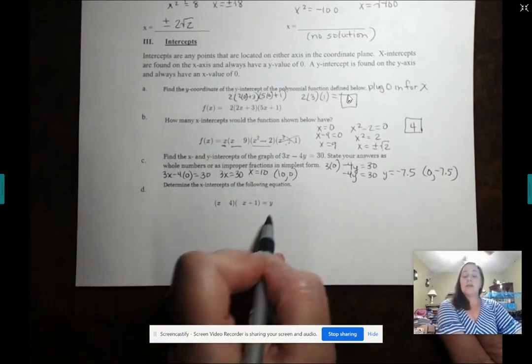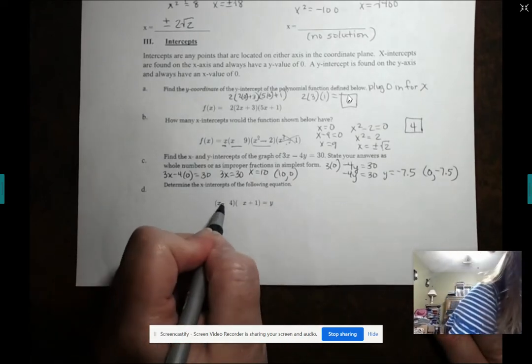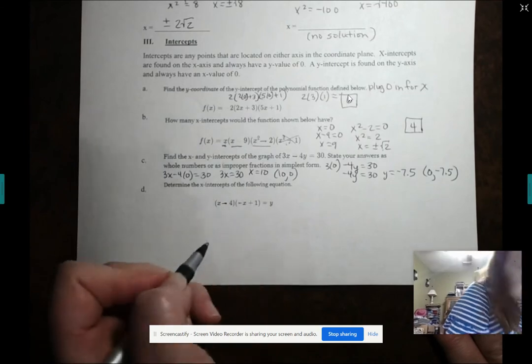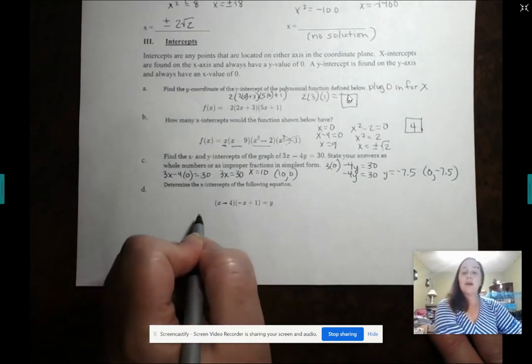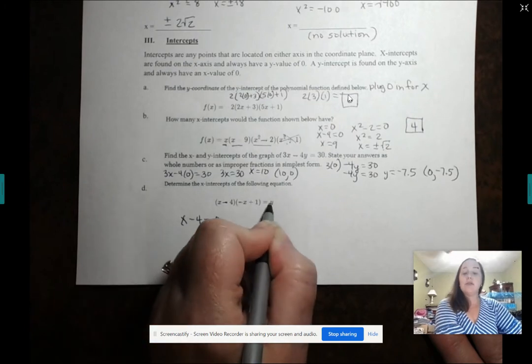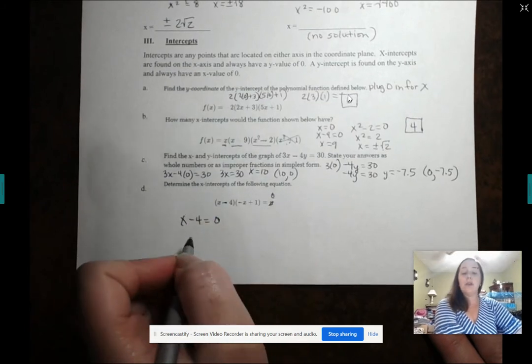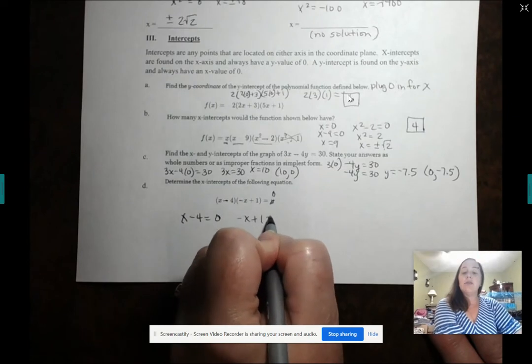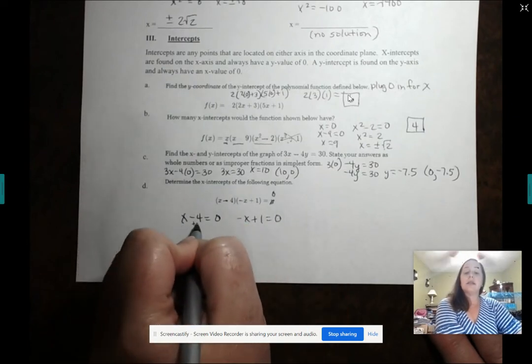Determine the x-intercepts of the following equation. Okay, again, this is a little bit faint, but this is what it looks like. This is in factored form. Every factor that has an x, just set that equal to 0, because remember, y is equal to 0 when we're looking for x-intercepts. So I am just solving for these two x's.